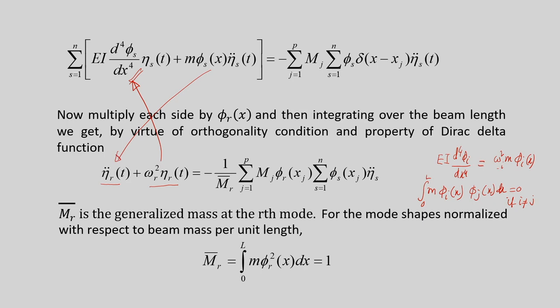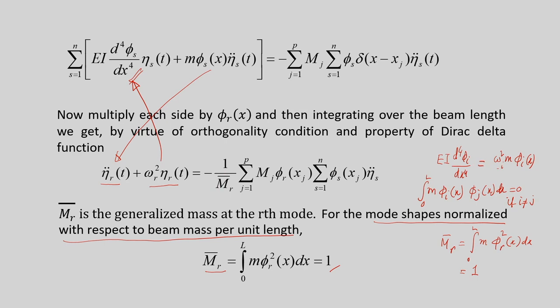So it shows the decoupling of the left hand side. But when you go to the right hand side, you will get terms which are not only one independent coordinate. So here you are getting minus 1 by m bar r. So m bar r is the generalized mass. M bar r we defined as the integral of m r square x dx, and it is taken as 1 when the mode shape is normalized with respect to beam mass per unit length. So if I take this strategy, then the value of m bar r is 1. So based on that, we can take m bar r equal to 1.